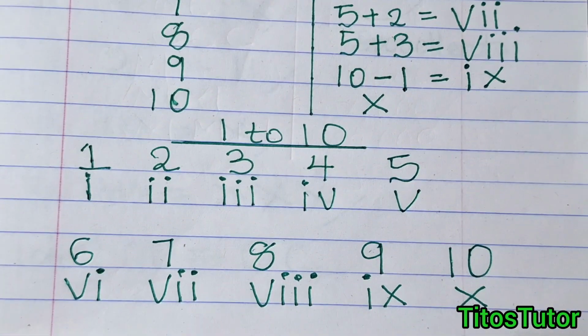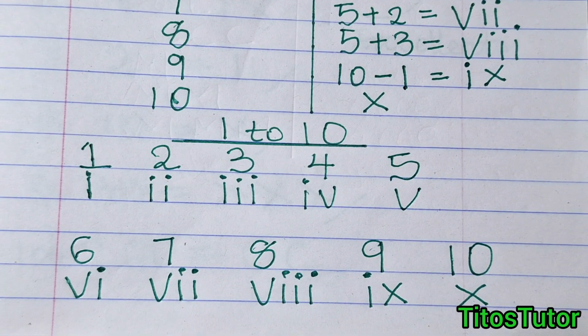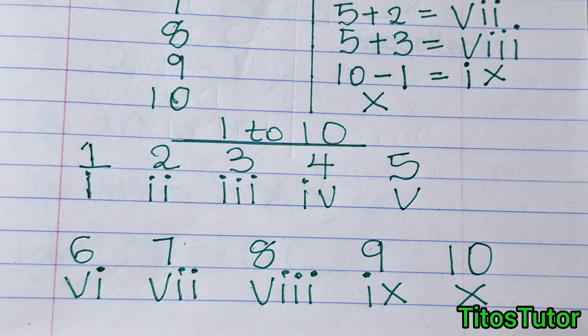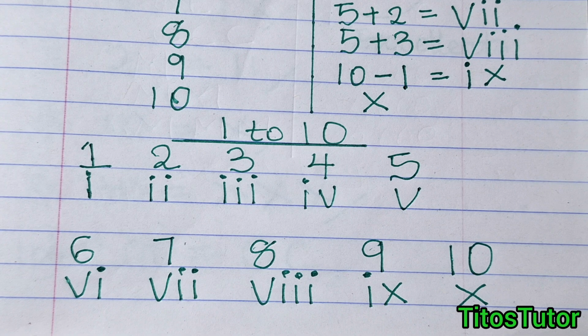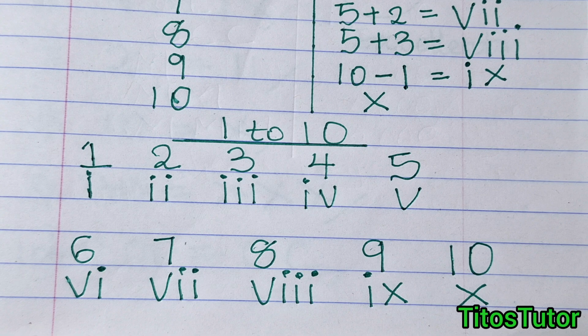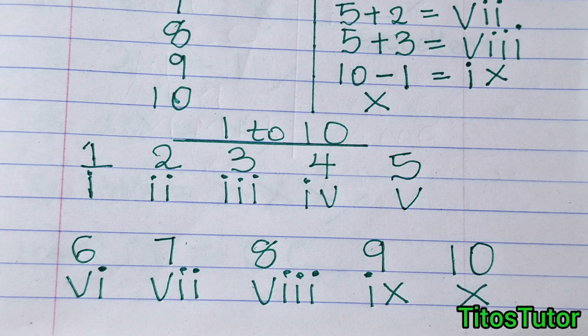So now, here are our Indo-Arabic numbers and Roman numerals written from 1 to 10. So let's count 1 to 10 in Roman numerals this time around. Let's go. I, II, III, IV, V, VI, VII, VIII, IX, and X. So these are our key Roman numerals from 1 to 10.